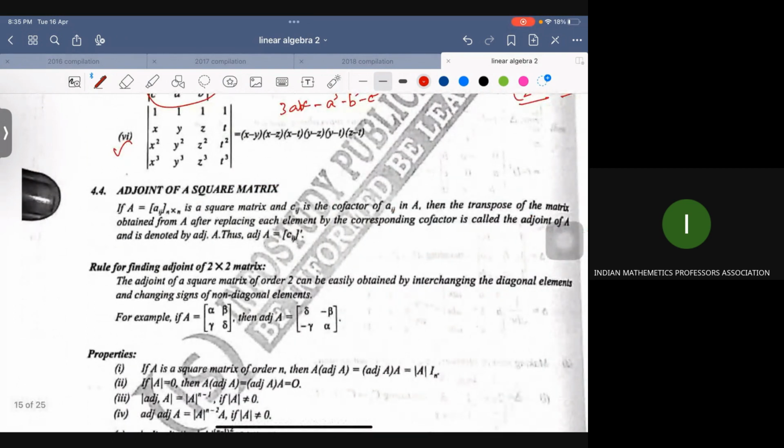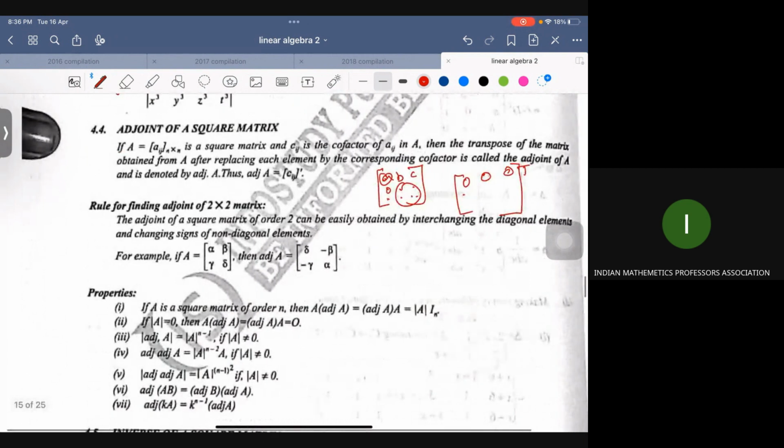So adjoint of a square matrix. Adjoint of a square matrix is nothing but the transpose of the matrix obtained from replacing each element by its cofactor. That is, if A, B, C are some elements, instead of A I am writing the cofactor of A, instead of B I am writing its cofactor, and instead of C I am writing its cofactor. If we take the transpose of this matrix, I will get the adjoint of A.